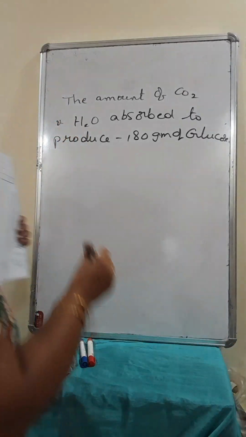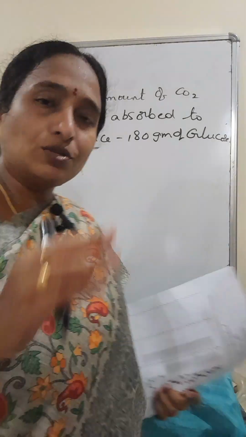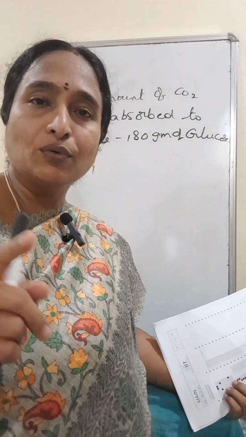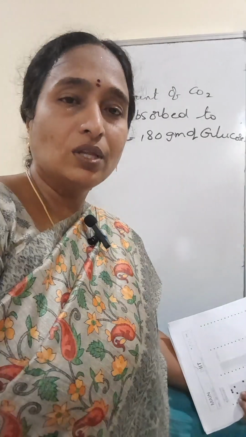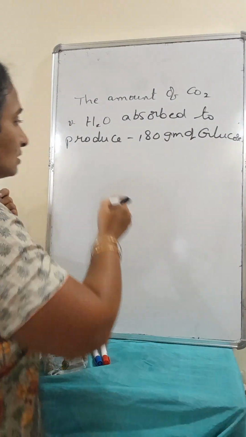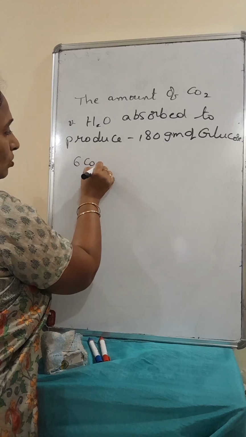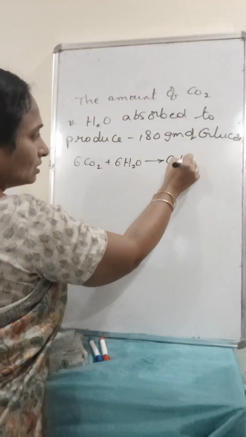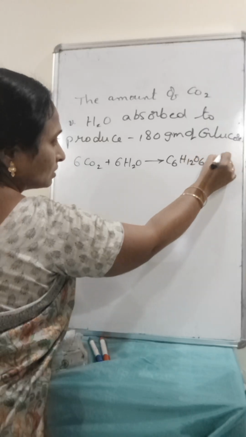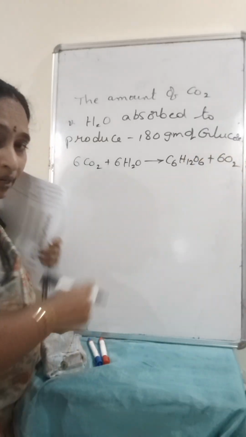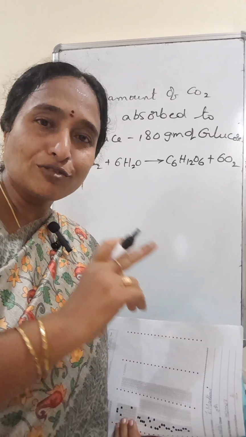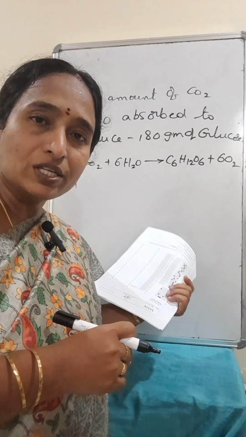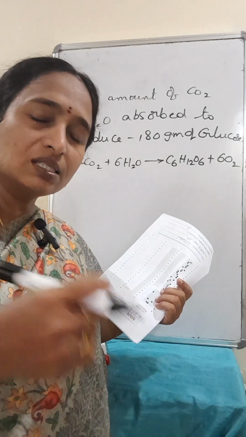Okay, so for this you first have to go for the equation for photosynthesis. You are very familiar with the equation: 6CO2 plus 6H2O gives rise to C6H12O6 plus 6O2, and this is called the net equation for photosynthesis. Why it is called the net equation, we will discuss in another video.